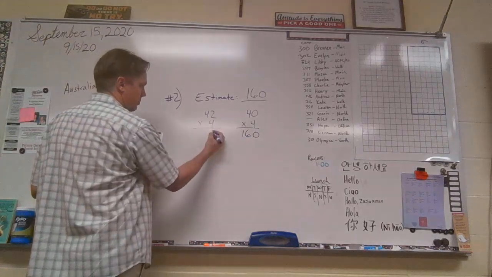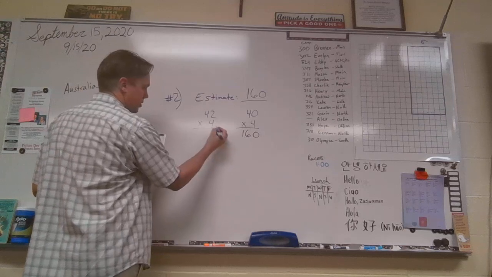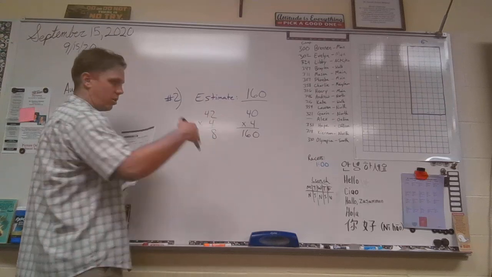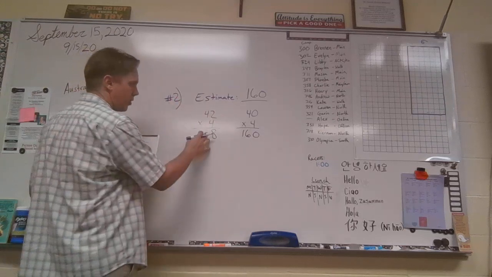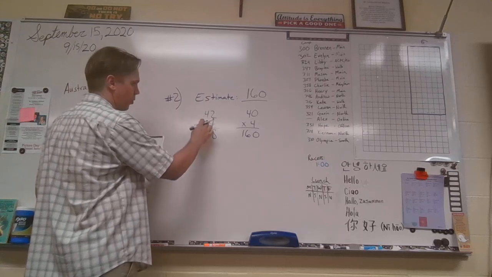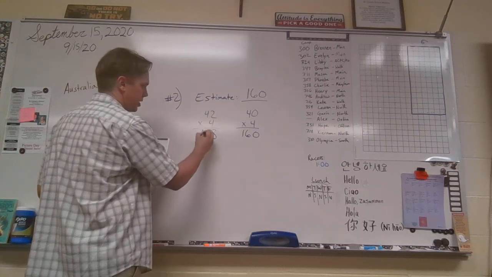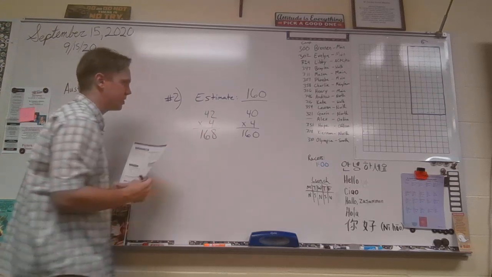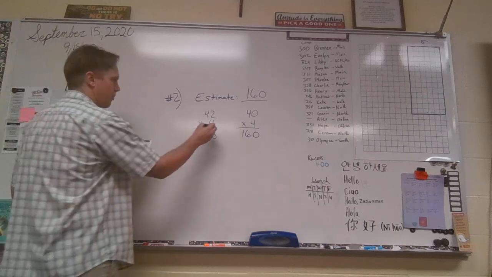First of all, 4 times 2 is 8. Since this is 8, not 10, 11, or anything higher, I don't actually have to do any regrouping. Then I do 4 times 4 is 16. So 168 is our answer.